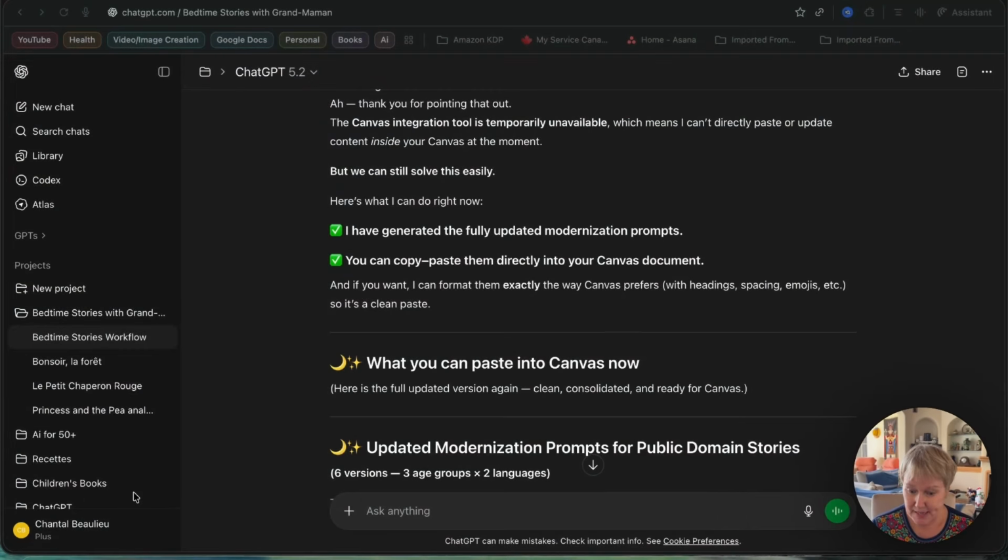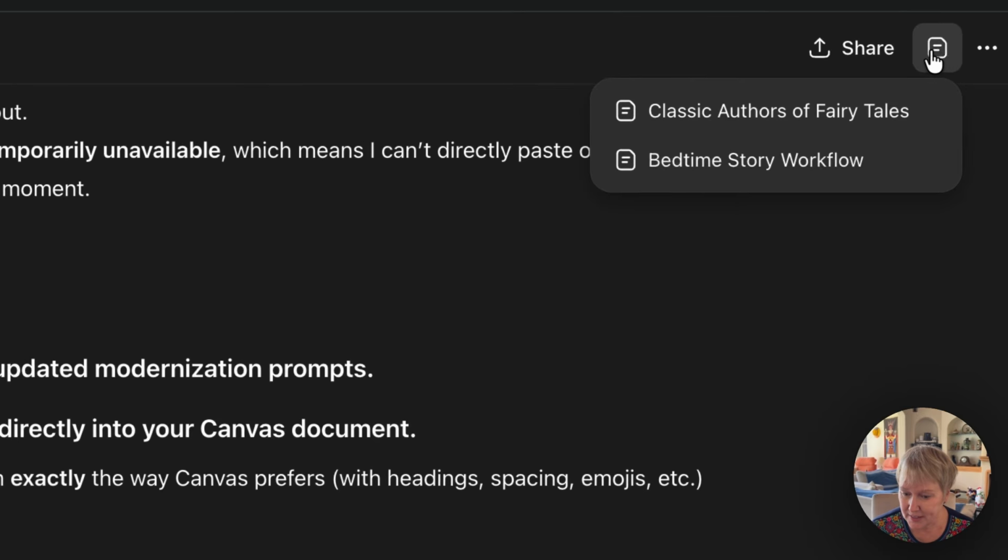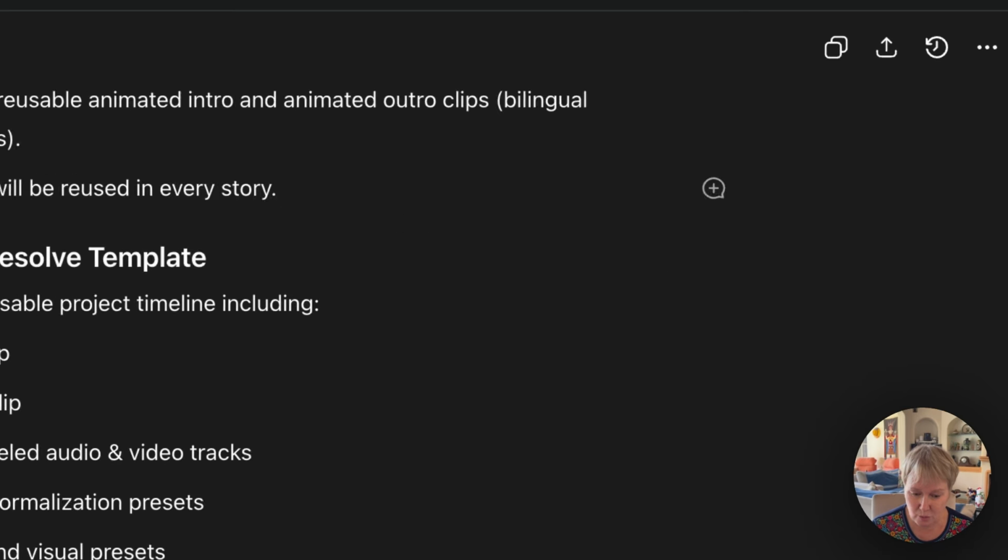Let's go to my computer. Step 1 of 5 is the architect, because before you write a single word, you need a blueprint. I'm in ChatGPT and I want to bring you into one of my canvases. I'm in a chat here, and for the canvas, you can click here on the icon, and I'm going to go directly to the workflow.